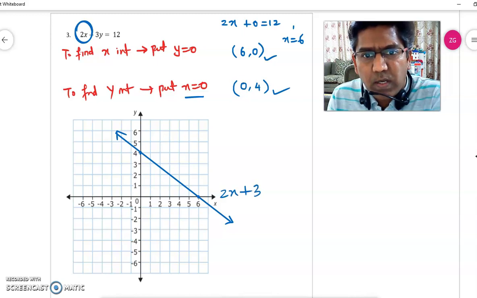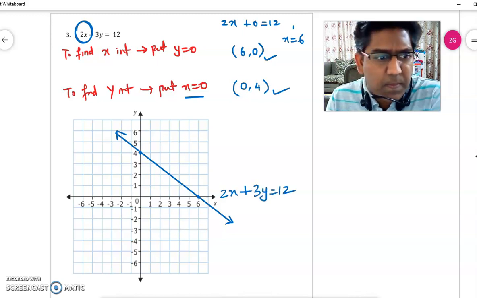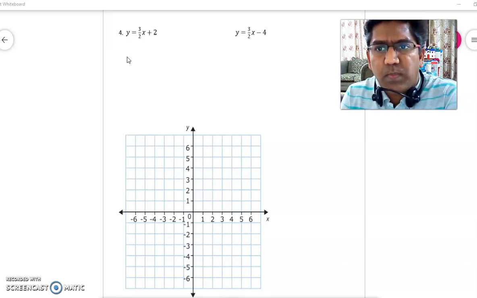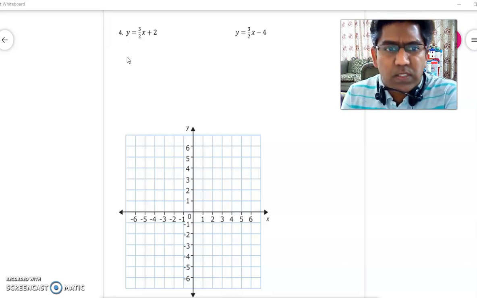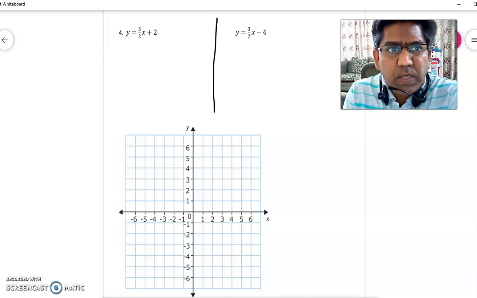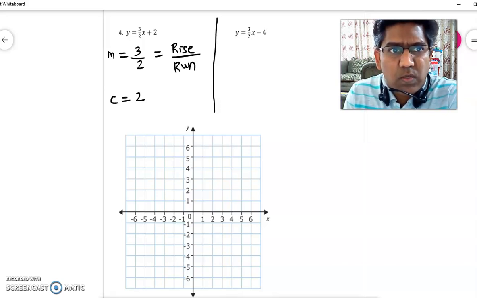Okay, coming to the last question. Now here we have 2 equations, y equal to 3 by 2x plus 2 and y equal to 3 by 2x minus 4. So we'll draw the graph of both in the same coordinate plane. So the first one, both equations are already in slope-intercept form. So my slope is 3 over 2, which is my rise over run, and the y-intercept is 2. So I'll use these 2 pieces of information to draw the graph of the first equation.